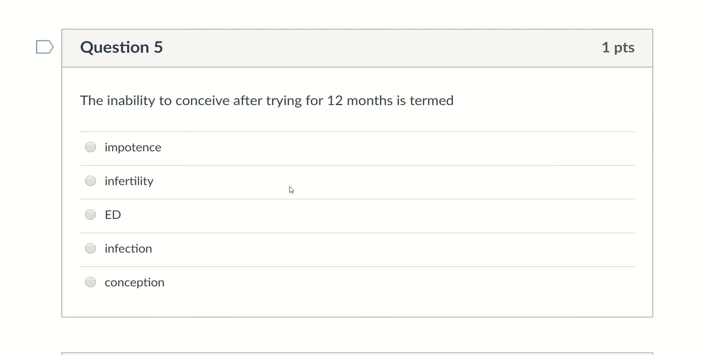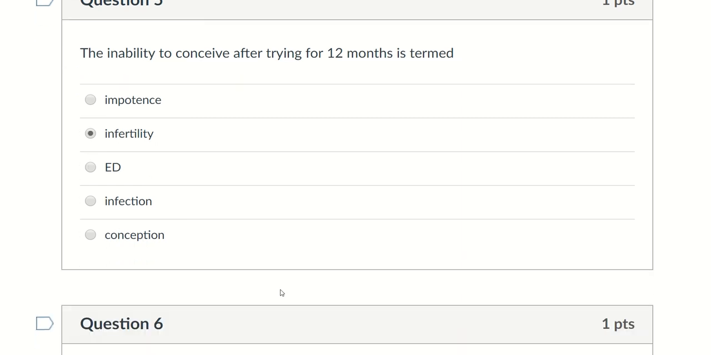All right, next row, number 5. The inability to conceive after trying for 12 months is termed impotence? Infertility? ED is the same thing as impotency; it's erectile dysfunction. The opposite of conception is the inability of conception. So not too bad. Infertility.